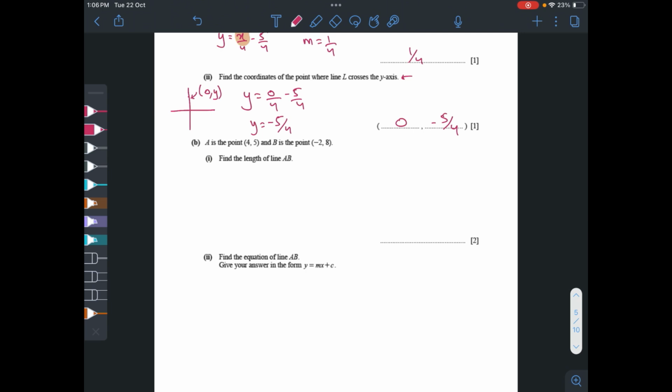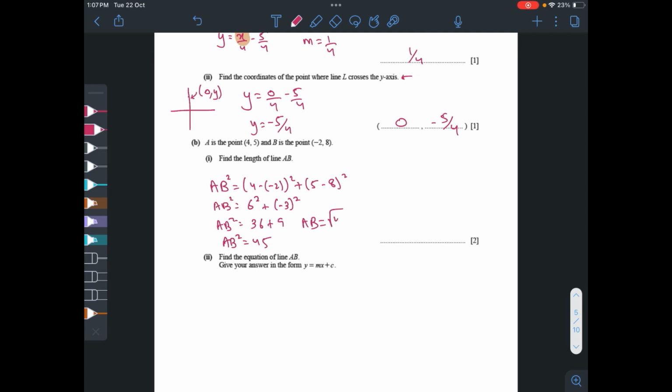In order to find the length of line AB, you do AB square is equal to (4 minus negative 2) whole square plus (5 minus 8) whole square. This becomes AB square is equal to 6 square plus negative 3 whole square. And that gives us AB square is equal to 36 plus 9. AB square is equal to 45. Then find the square root of 45.